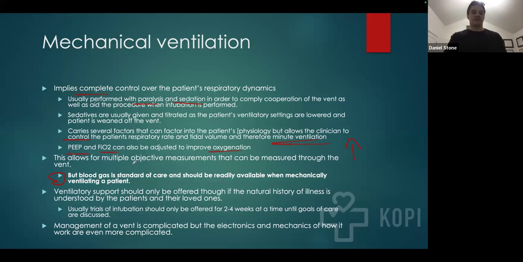Most vents allow you to take objective measurements, but nothing will ever replace a blood gas in terms of being able to measure where the carbon dioxide levels and the pH of the patient is in relation to what minute ventilation you're giving them. Hopefully that makes sense, but I hope it is very understood that ventilatory support or mechanical ventilation should not be offered to patients who are acutely ill without having a blood gas.